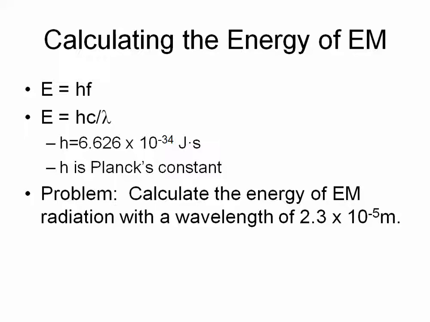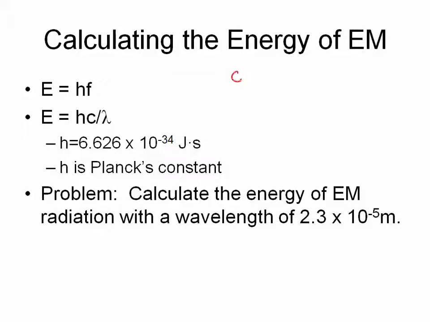So the equation that we use to solve for energy is as follows. Energy, E, is equal to Planck's constant, which is h, and it's a constant, so it's always going to be 6.626 times 10 to the negative 34th joules times seconds, multiplied by frequency.